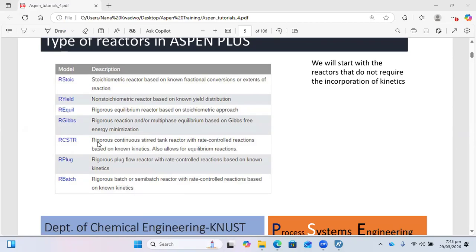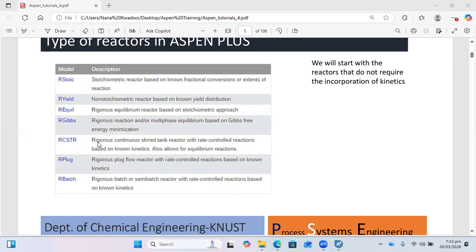We can use that. And then for RGibbs, we usually use that one to help us determine what possible products we can get that would be very stable. So it works based on the Gibbs free energy minimization principle from thermodynamics. So it considers all the compounds that you have in your specification, before we start the simulation, or very specific ones you choose. And then it determines which ones are more likely to be formed, which ones will be the most stable at the conditions that you would give the reactor.